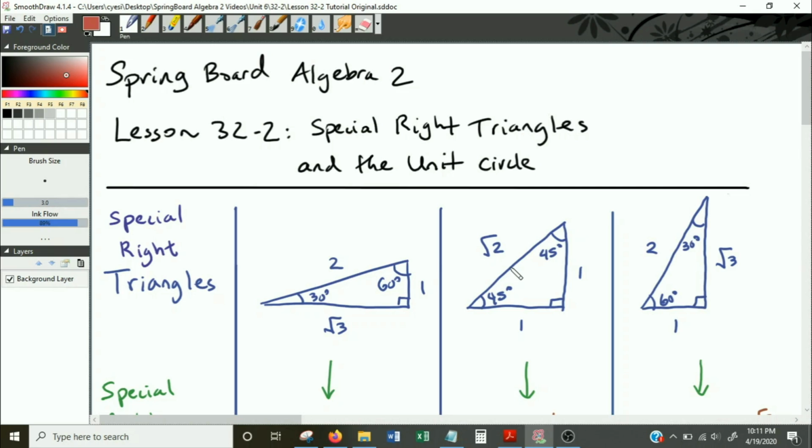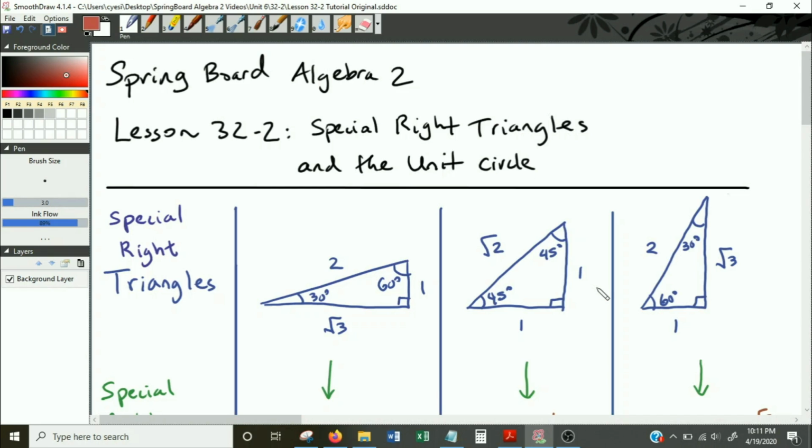For the 45, 45, 90 triangle, which is the middle one here, the side opposite the 45 degrees is 1, the other leg is also 1, and the hypotenuse is root 2. And the last one, the 60, 30, 90 triangle, is basically the same as the first one, but rotated. The smaller side is 1, which is opposite the 30-degree angle, root 3 is opposite the 60-degree angle, and 2 is the hypotenuse. So really you only need to remember the first two, and just know that the 60, 30, 90 is the 30, 60, 90 flipped on its side.